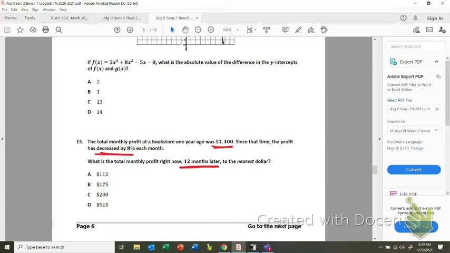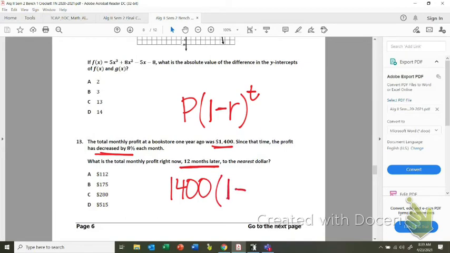Okay? So, principal value. 1, are we going to be adding 8% or subtracting 8%? Subtracting 8%. And then however much time we've got. So what's our principal value? 1,400. 1 minus, what's my rate? 0.08. Remember, you have to change it to a decimal. And then how much time am I going for? 12 months. Type that in your calculator.